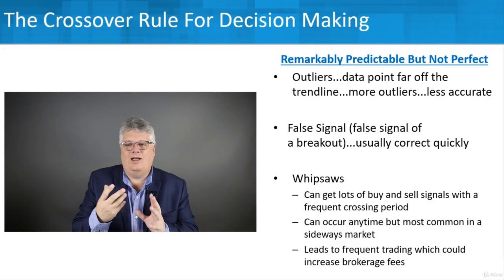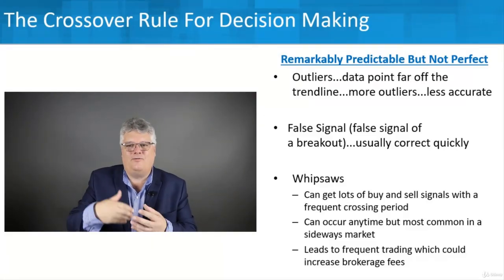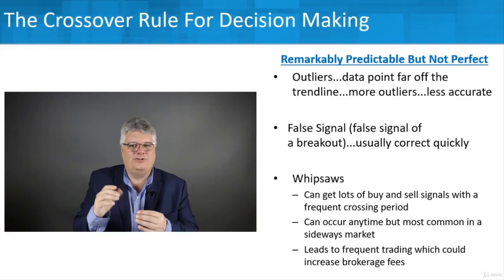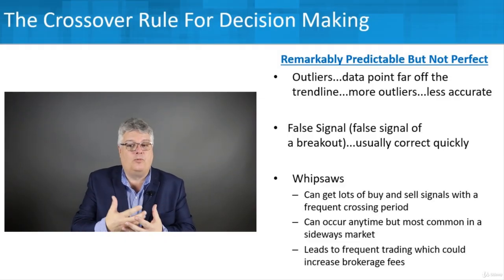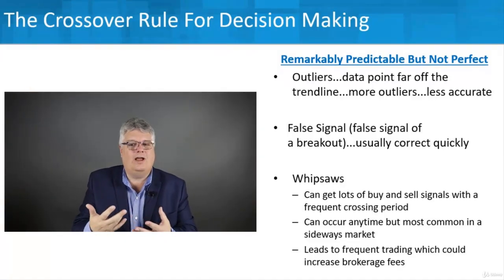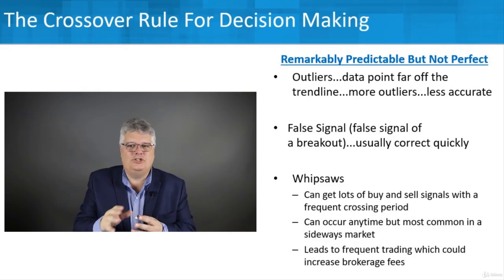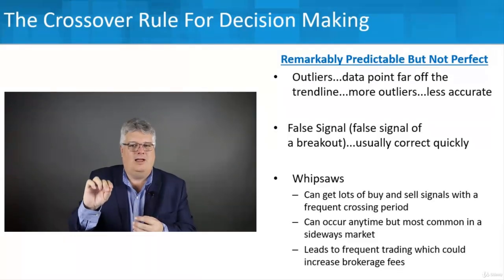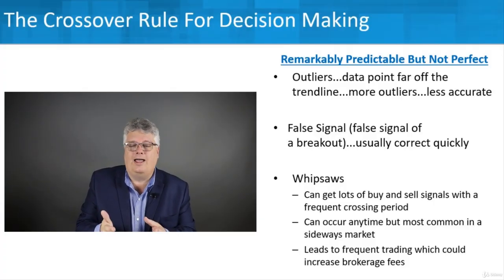There are outliers, data points that pull things far off of trend lines, and the more outliers you have, the less accurate your moving average might be, because those outliers are impacting that moving average. So it can give a false signal at times, a false signal of a breakout, but you can usually correct that quickly, because your moving average is going to go back down a little bit too. You probably saw in that last chart, in the middle, a lot of up and down going above and below the moving average line. So it was a lot of buy, sell, buy, sell, buy, sell. That's a challenge, and it's called a whipsaw.